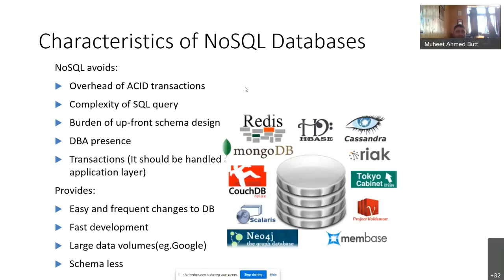Now, there are certain advantages, which include easy and frequent changes to the DB. You have fast development because they are all open source and schema-less. When they are schema-less, you need not bother about the data record you are putting in. It can support all kinds of data records. It's not like one variable is null and you are not able to store it because it is violating certain integrity constraints. Here you need not bother about that, and there will be optimized storage also.